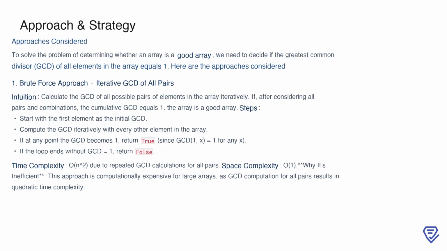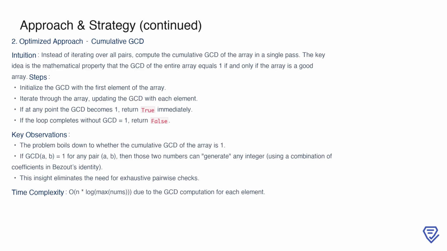A more efficient solution is the cumulative GCD approach. This method eliminates the need to compute the GCD for all pairs of elements by leveraging the mathematical property that the GCD of the entire array equals 1 if and only if the array is a good array. The steps are straightforward: initialize the GCD with the first element of the array, then iterate through the rest of the elements, updating the cumulative GCD with each new element. If the GCD becomes 1 at any point, we can immediately return true, as this guarantees the array is a good array. If the loop completes and the GCD has not reached 1, we return false.